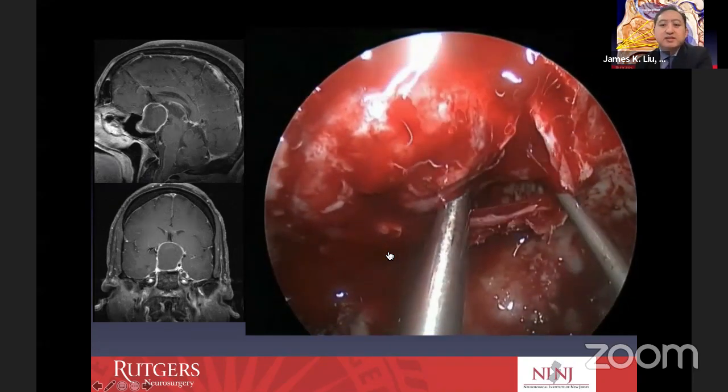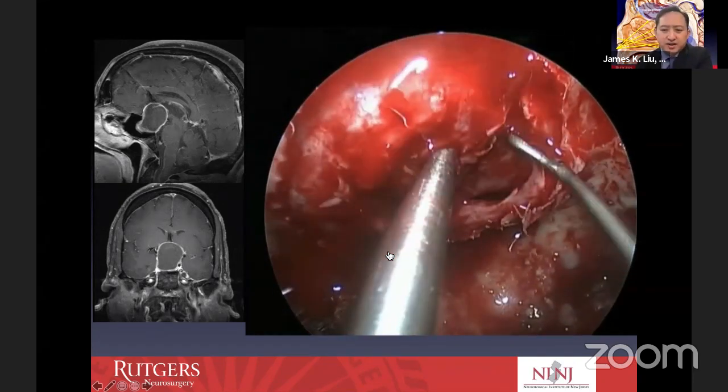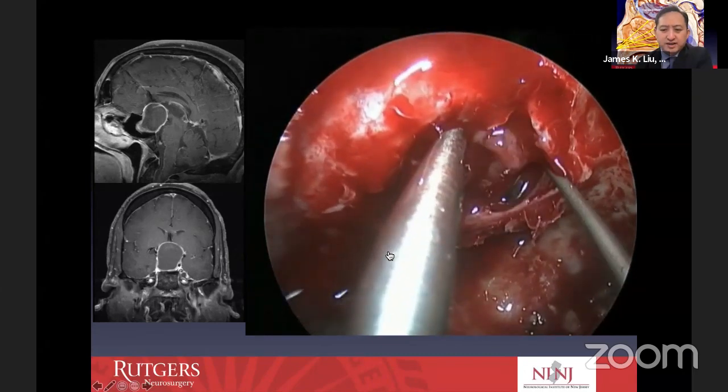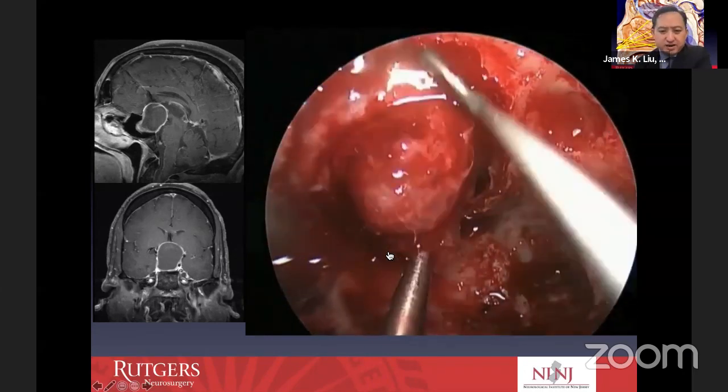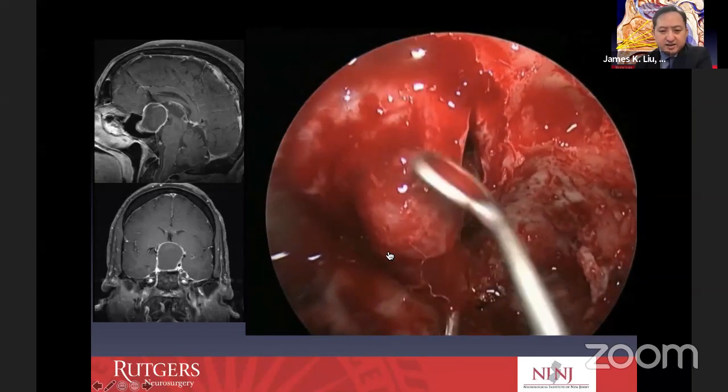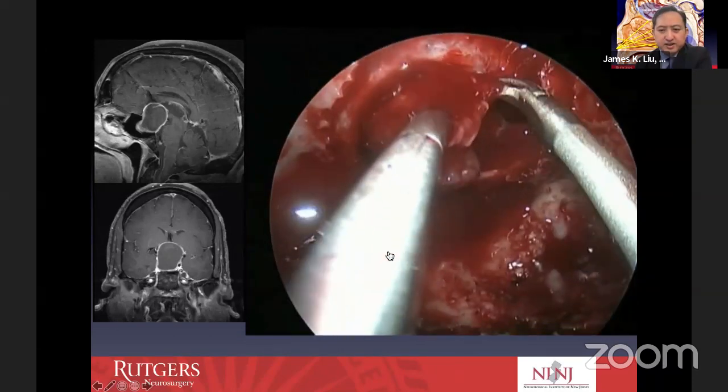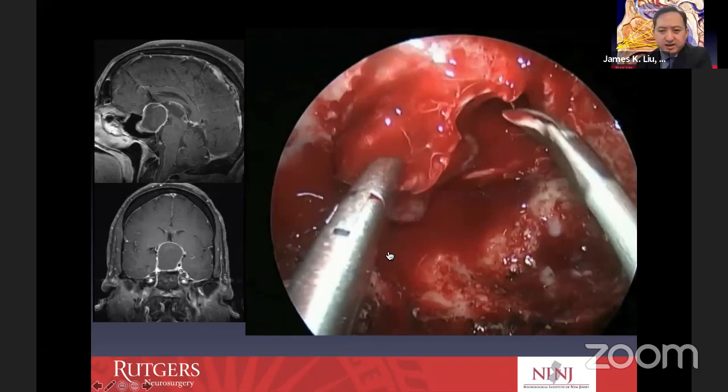And oftentimes in these cystic tumors, you will find soft tumor along the wall of the cyst. So don't be fooled by the MRI if you don't see nodular enhancement, but typically there will be tumor along the cyst wall. There typically can be soft and suckable.